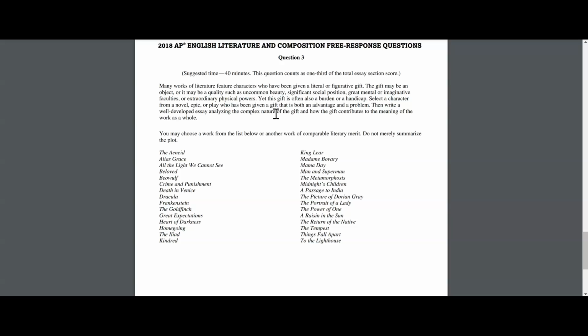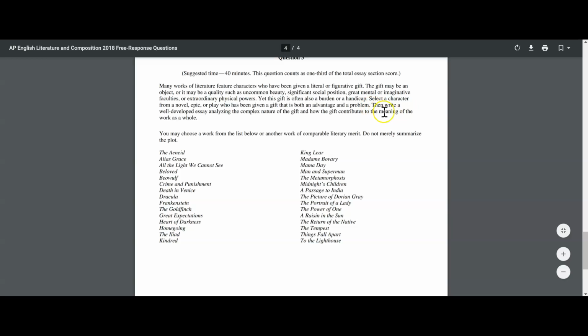First, you have to analyze the complex nature, so meaning how is it good and bad at the same time, right? Not just a compare and contrast, but really digging your teeth into this topic, right? Obviously, when something is good and bad, there are complexities. And then you need to explain at some point how this situation, this gift, contributes to the meaning of the work as a whole. Okay, so you always have these questions that are framed in two parts, right? Analyze for this particular thing, and then how it contributes to the meaning of the work as a whole. You will always see this latter phrase, okay?